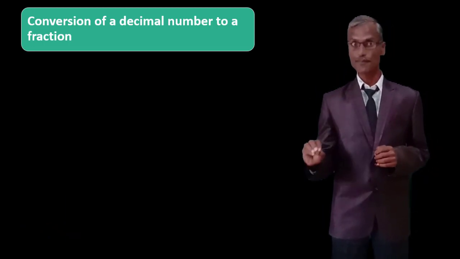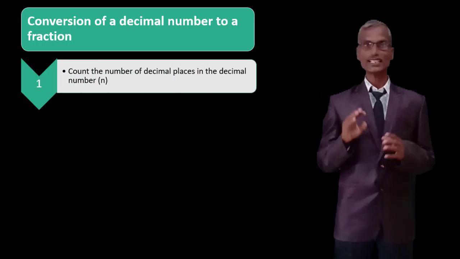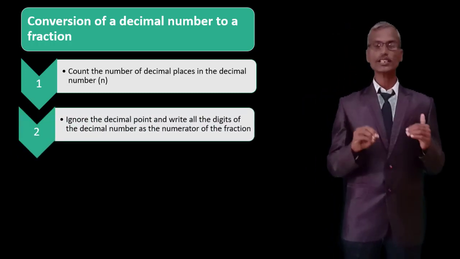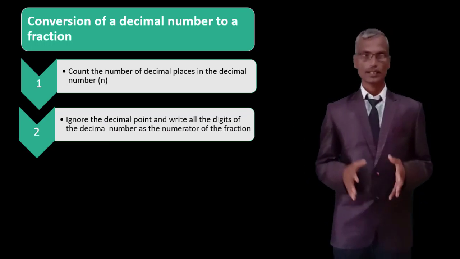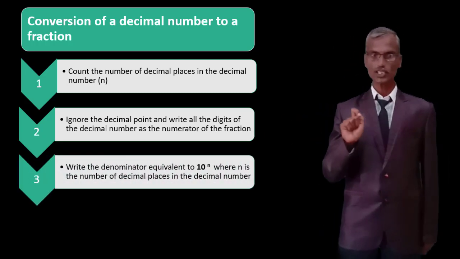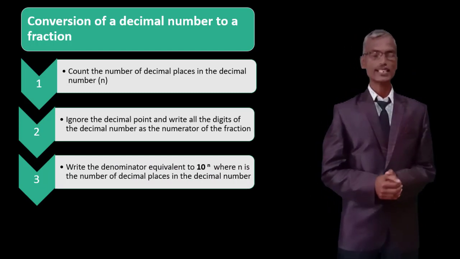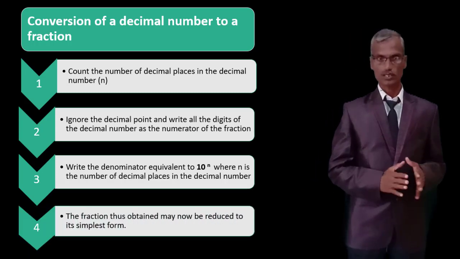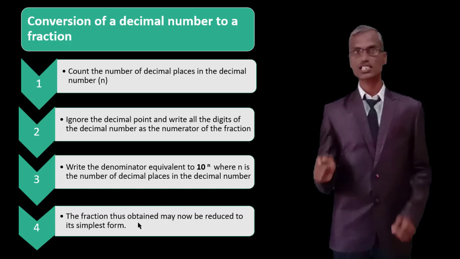Conversion of a decimal number to a fraction. There are following steps to be followed. Step 1: count the number of decimal places in the decimal number. Step 2: ignore the decimal point and write all the digits of the decimal number as the numerator of the fraction. Step 3: write the denominator equivalent to 10 to the power n, where n is the number of decimal places in the decimal number. Step 4: the fraction thus obtained may now be reduced to its simplest form.